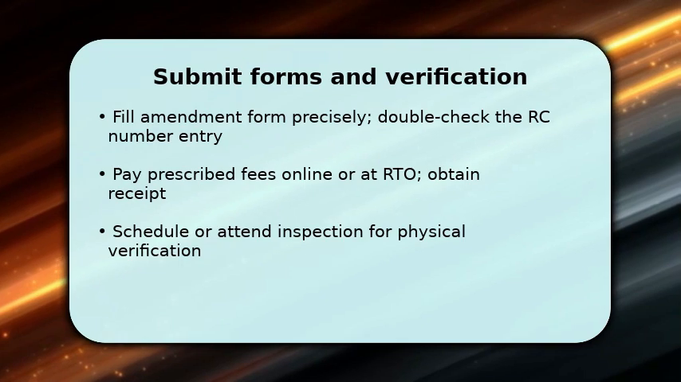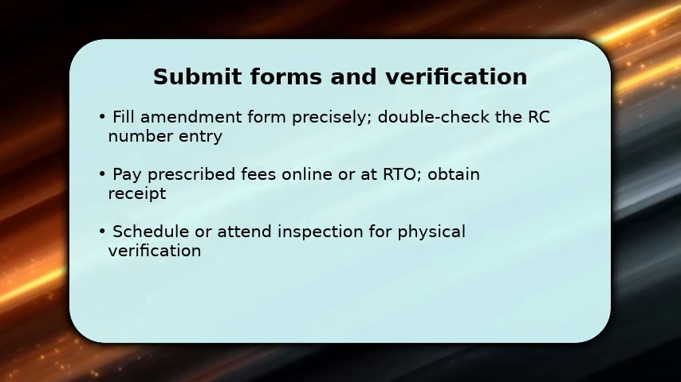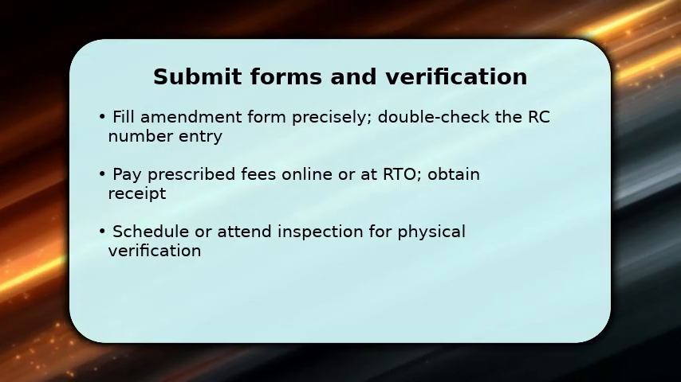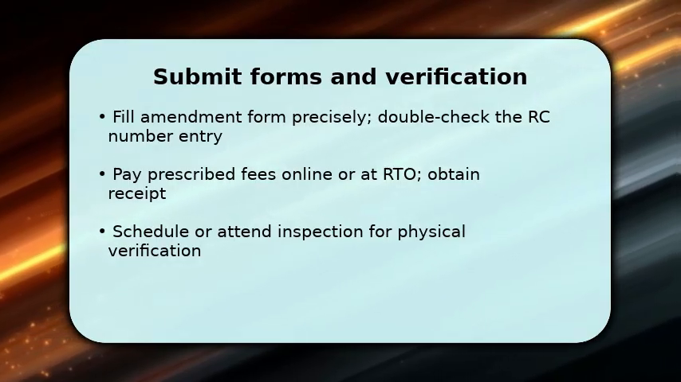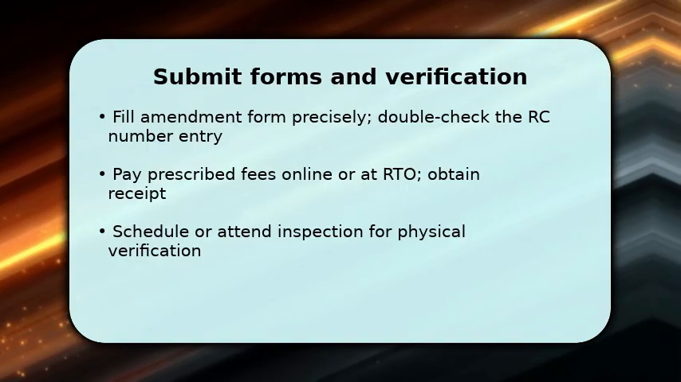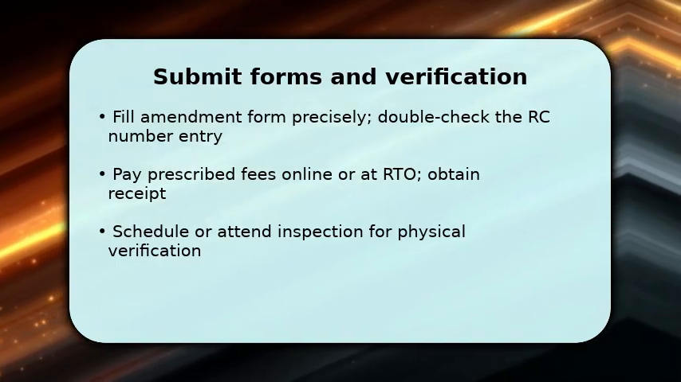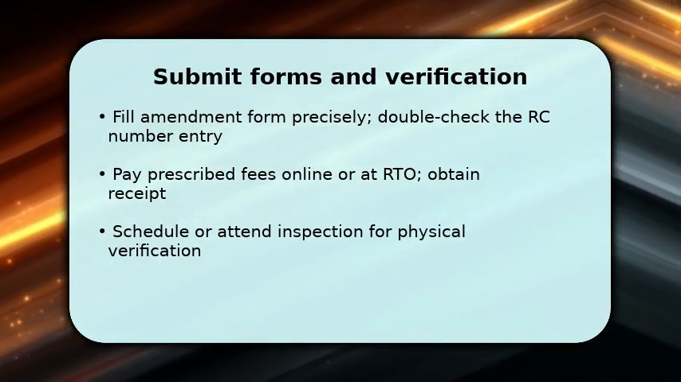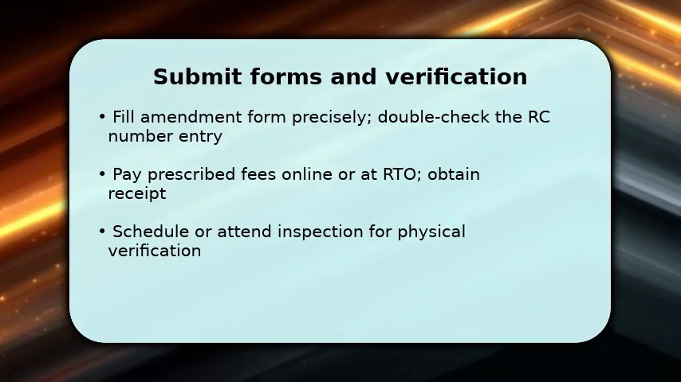You now submit the completed application with supporting documents, either in person or online. When entering the corrected RC number, type carefully. Errors here cause delays. Once submitted, pay the amendment fee and keep the payment receipt. This is your tracking reference.